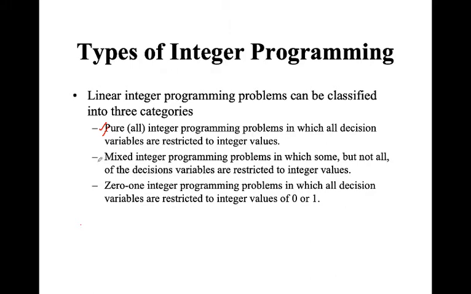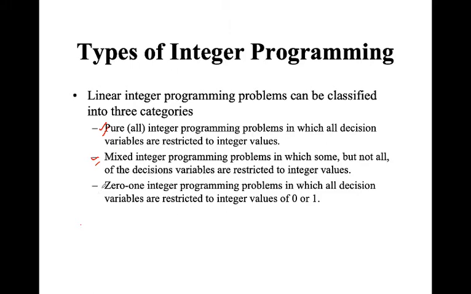The next one is the mixed integer programming problem. You have already seen an example of it. Some of the decision variables are integers, and on the remaining decision variables we do not put any integrity condition.